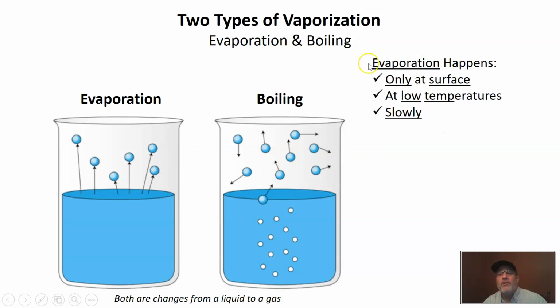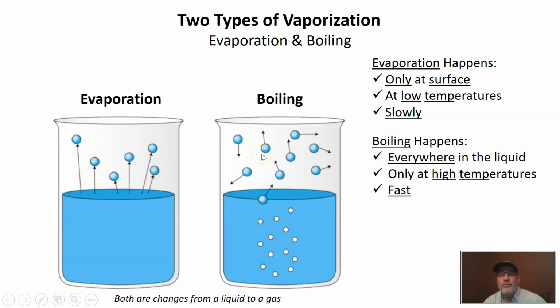When we look at evaporation, evaporation is only going to happen at the surface of a liquid. Now, evaporation can happen at very low temperatures. As a result, it happens pretty slowly. You have undoubtedly witnessed evaporation before. If you've watched a puddle dry up after a rainstorm on a sunny day, if you've watched clothes drying, you've seen evaporation. Okay, so you only have the change happening at the surface of the liquid. This is at low temperatures and it happens slowly.